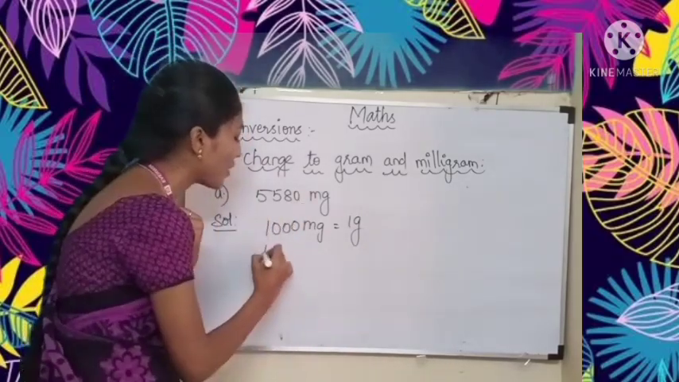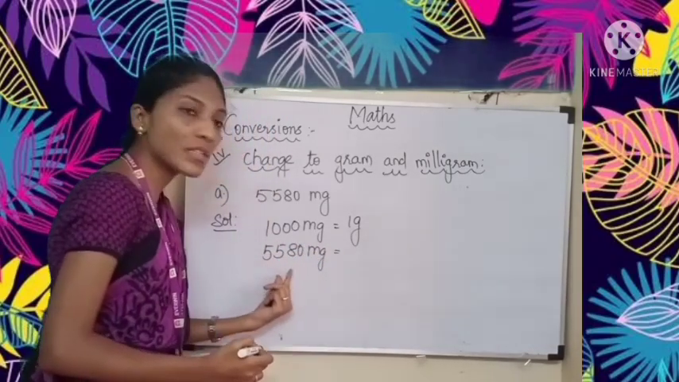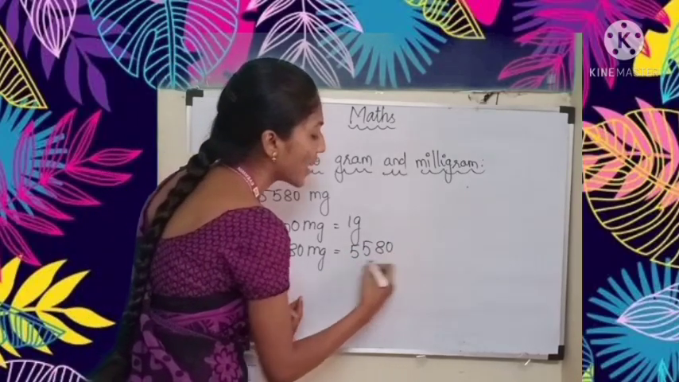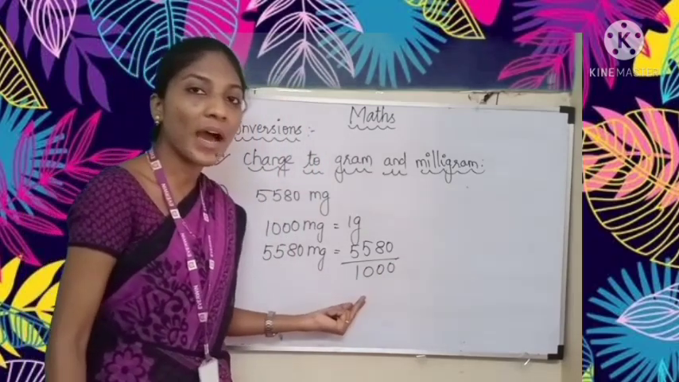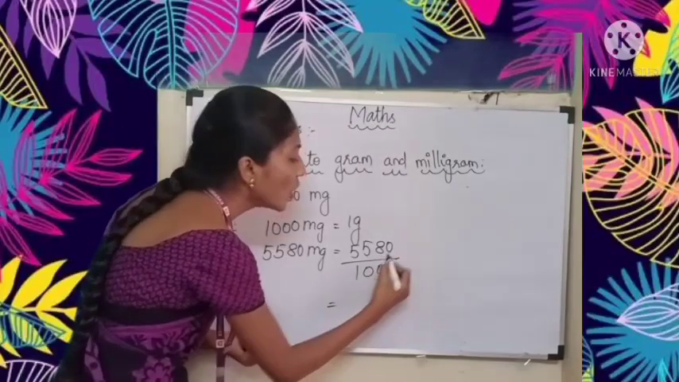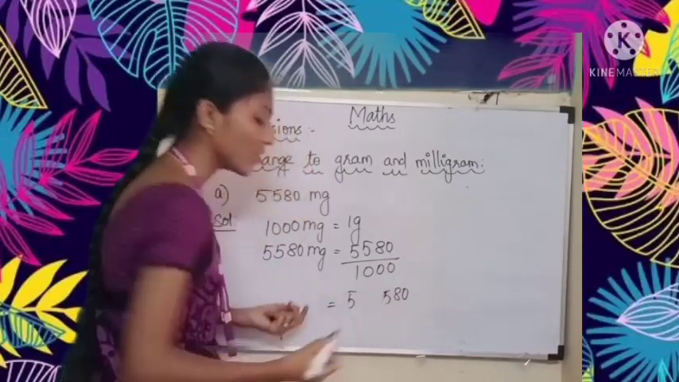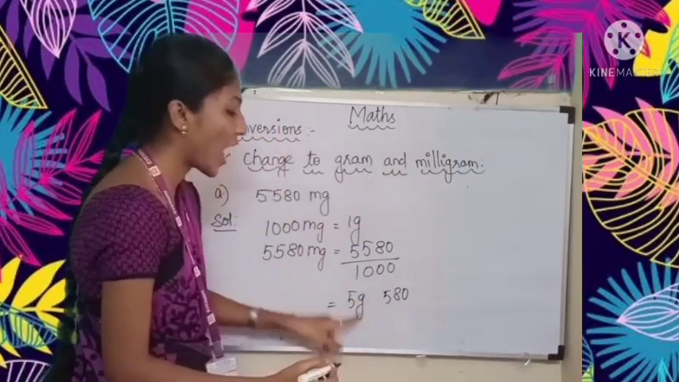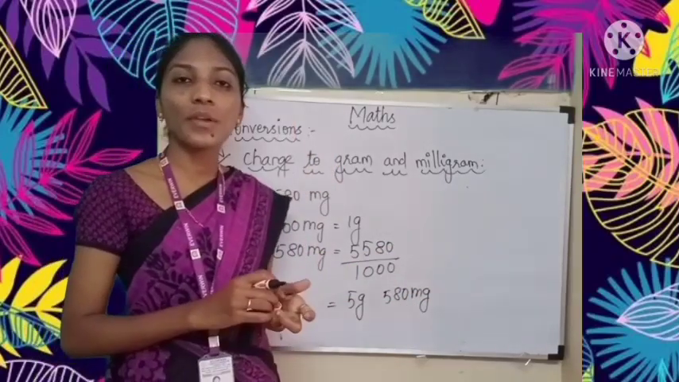So, here it is given 5580 milligram. So, 5580 milligram is equal to 5580 divided by 1000. You need to divide it by 1000. So you have to separate it. Last 3 digits 580 this side and 5 here. So 5 gram. First you should give this unit gram. Next you have to give milligram. Are you all clear, children?